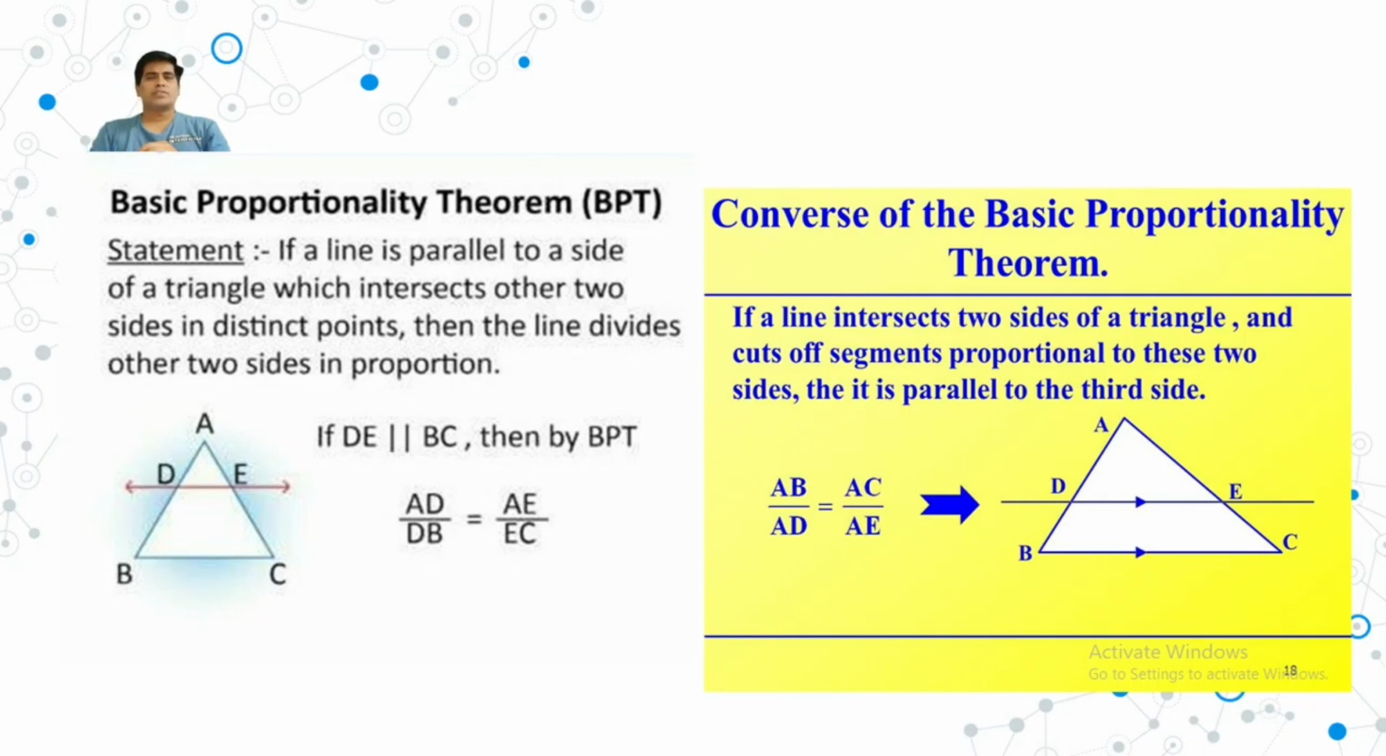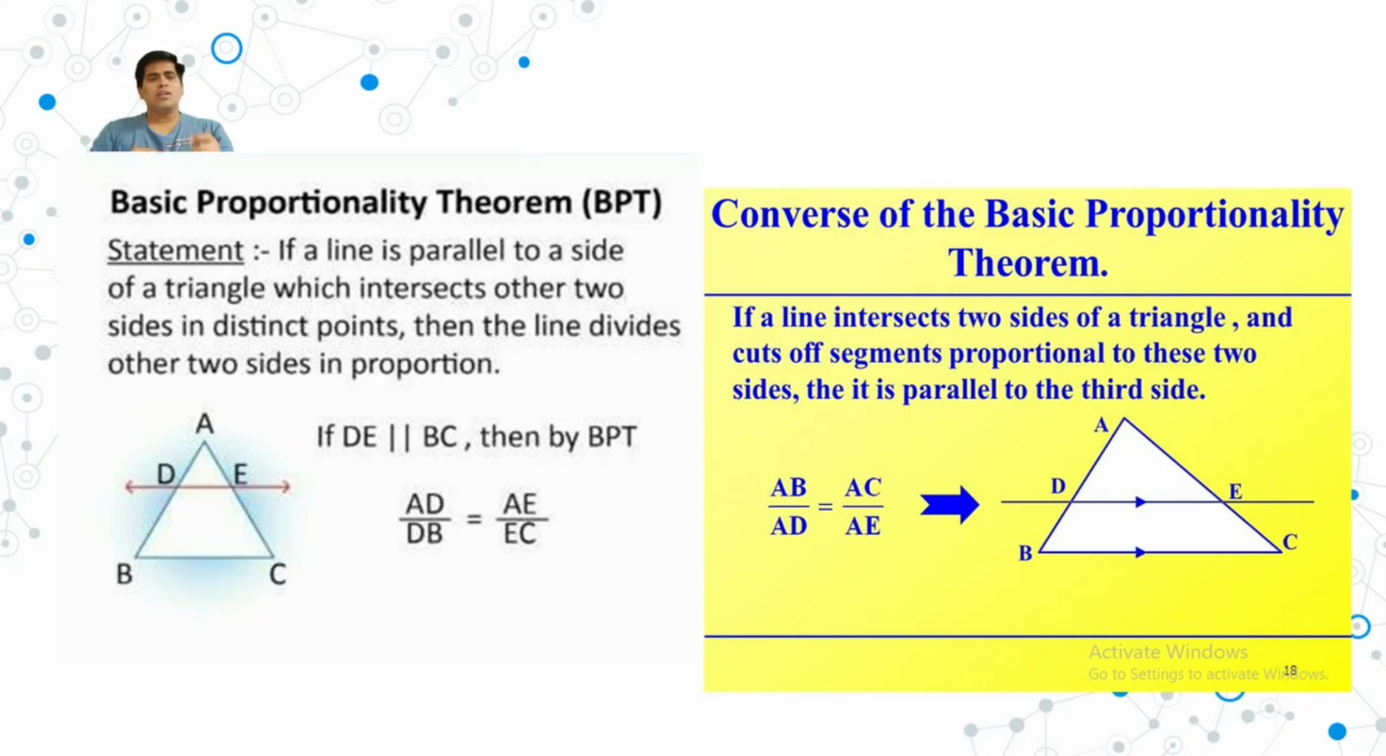So, dear students, we are targeting the 6.2 exercise. All the questions of this exercise are based on only two points. One is the basic proportionality theorem. The next one is the converse of the basic proportionality theorem. So what is the difference between these two?